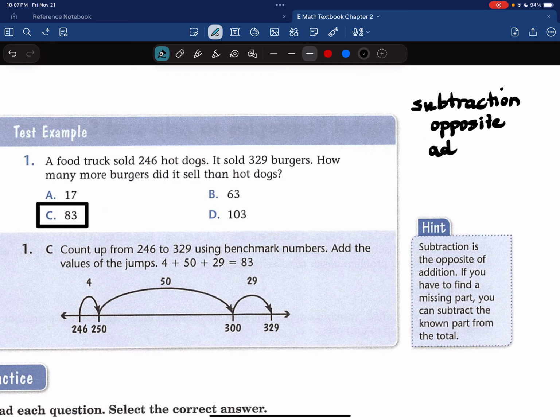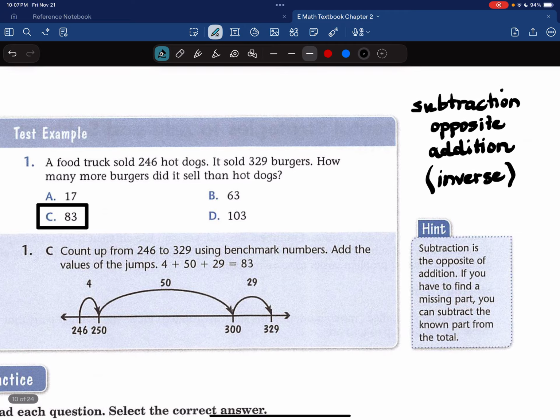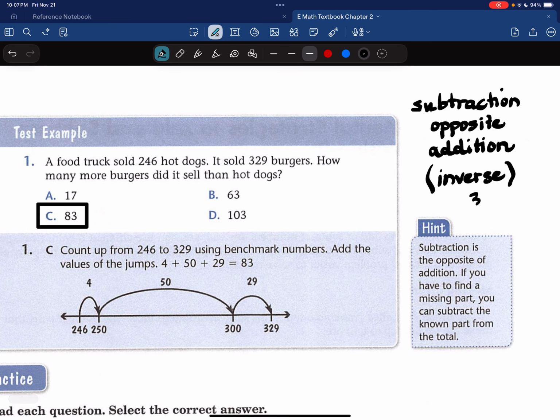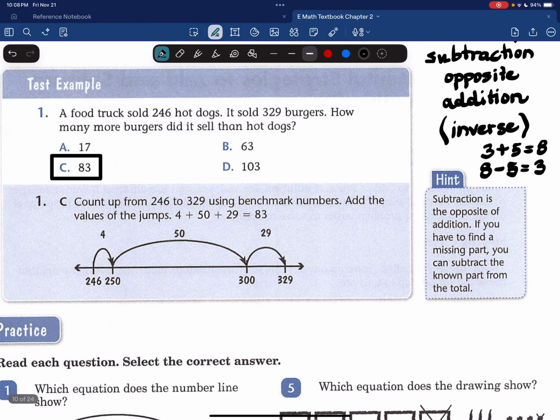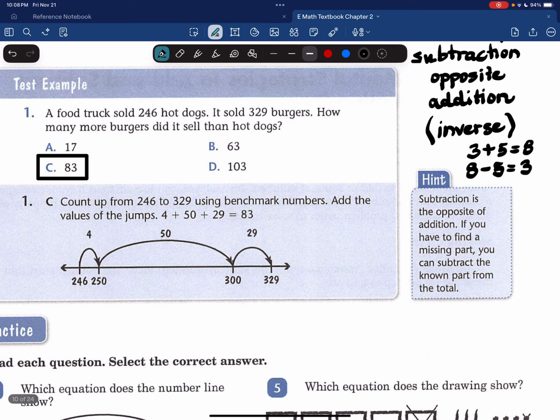There's a fancy word that means opposite, and that is the word inverse. You will see that when you get to algebra, but it simply means that subtraction is the opposite of addition. For example, 3 plus 5 is 8, and 8 minus 5 is 3. Those are opposites or inverse. That will be very important when you get to the algebra chapter.